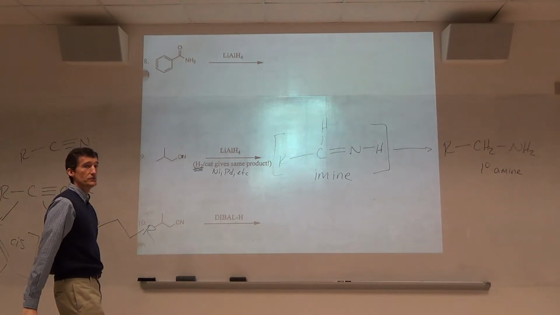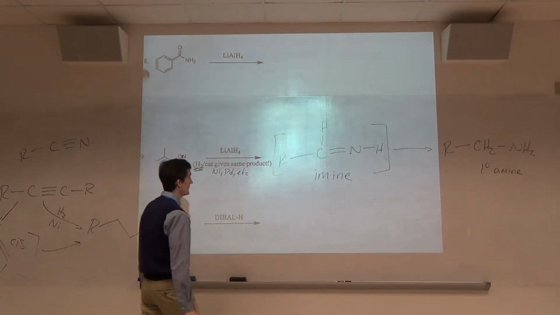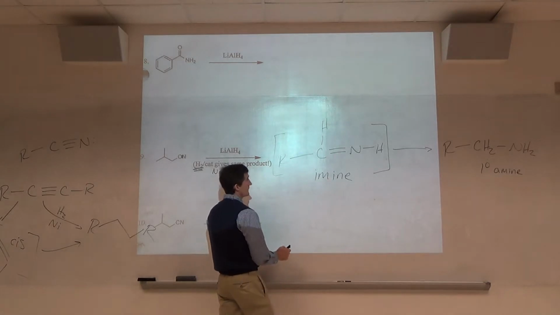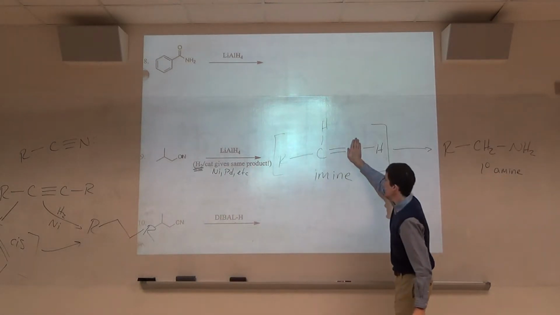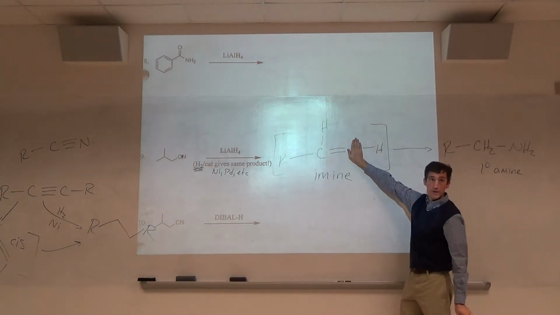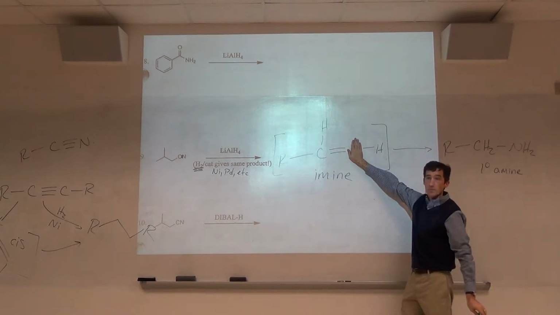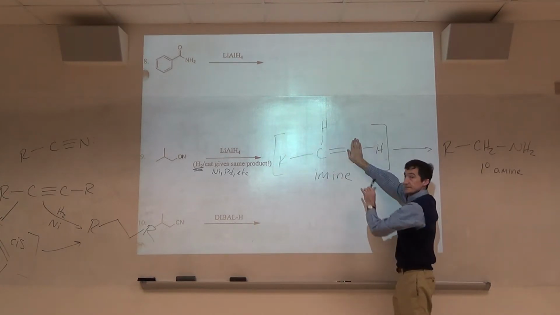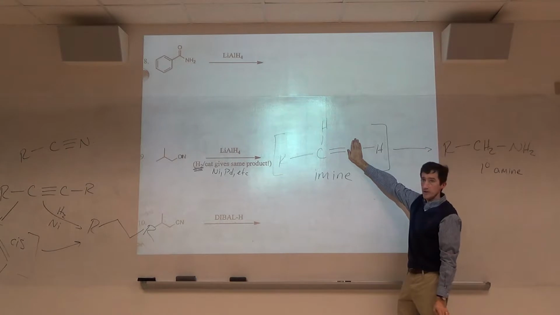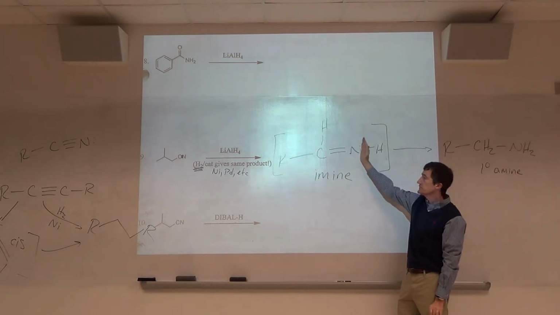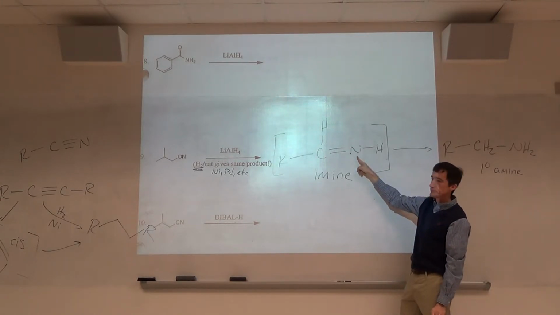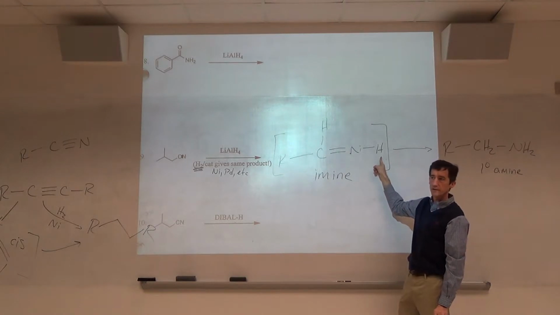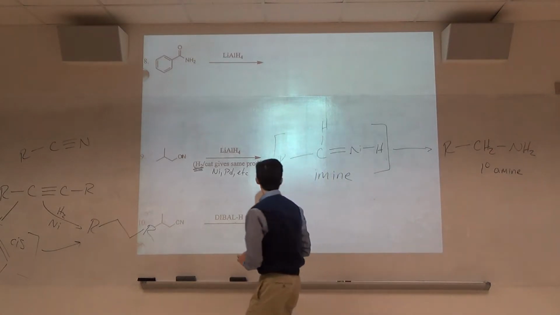Imine is analogous to carbonyl. If under my hand was oxygen, what would that be over there? It'd be a carbonyl. I mean, it'd be an aldehyde, a precise type of carbonyl. You replace the oxygen of a carbonyl with a nitrogen, it's an imine. And of course, the nitrogen can have one more thing on it, because it's trivalent. Imine.